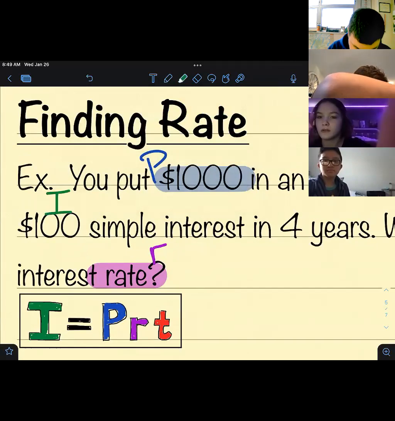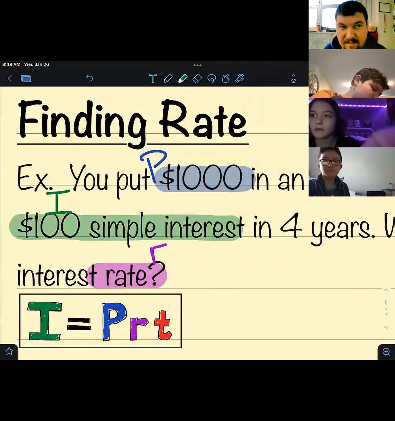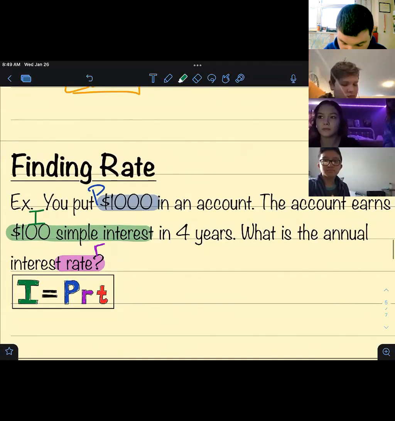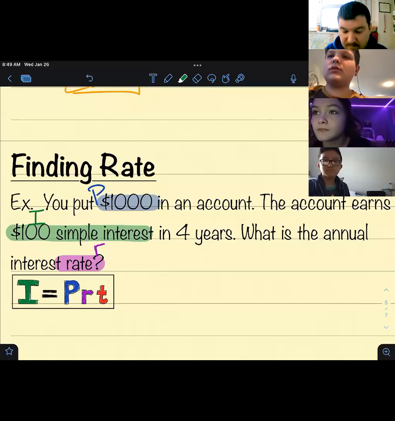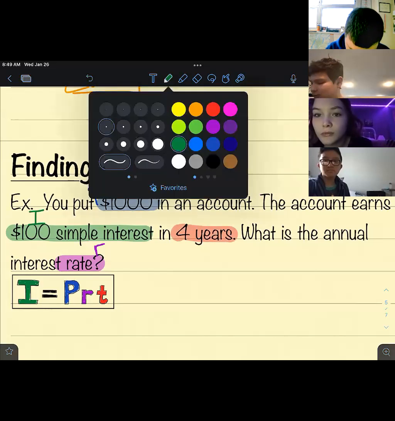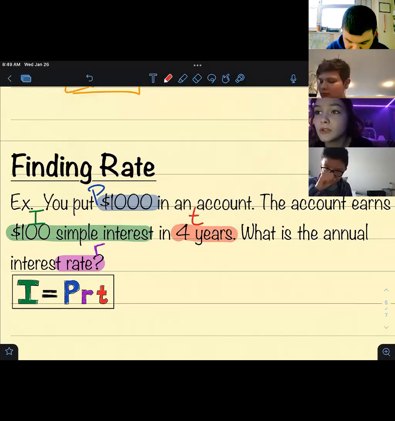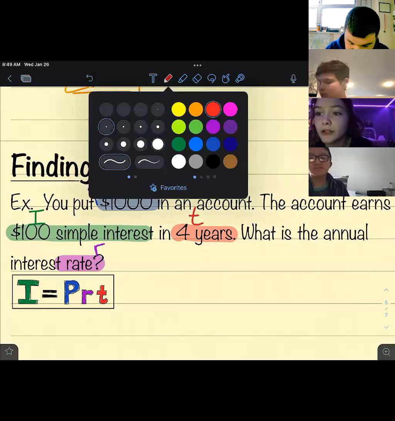And it actually says $100 simple interest. So that's a dead giveaway. And then what does that make 4 years then? What variable is that going to be? Time. Yes, thank you. It's our time. So that's our T. Okay, so I'm going to set up the problem in the exact same way.